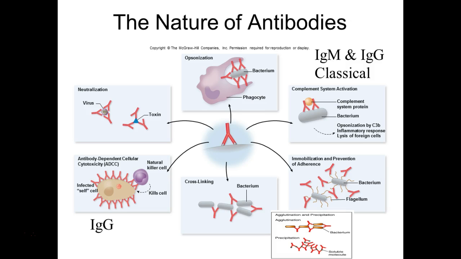The next type of protective outcome that you can get from antibodies is immobilization and prevention of adherence. Especially bacteria that are motile by flagella. If we have antibodies specific against their flagella, remember their flagella rotate like a propeller does on a boat? So if you have antibodies attaching to them, it's going to kind of clog them up, right?